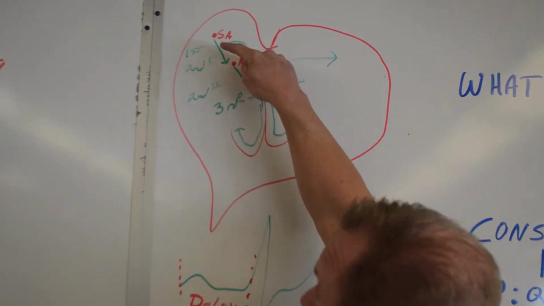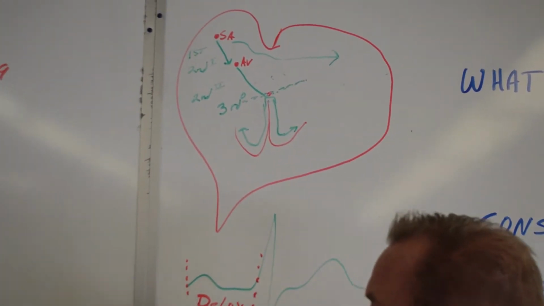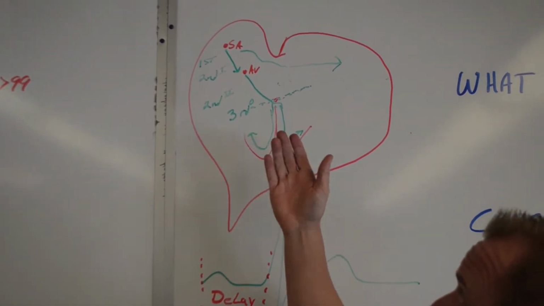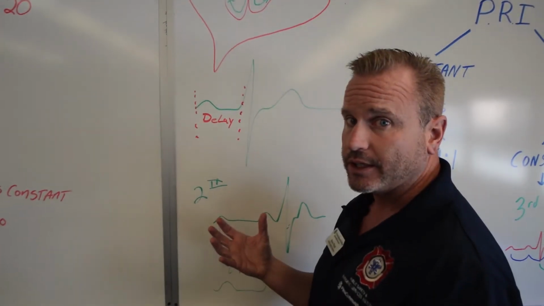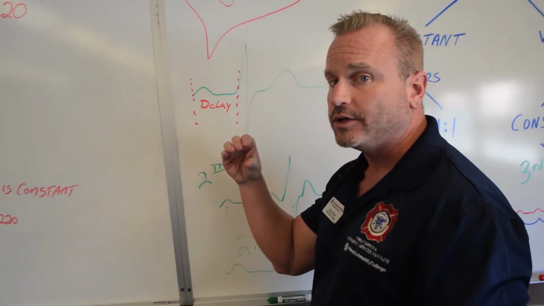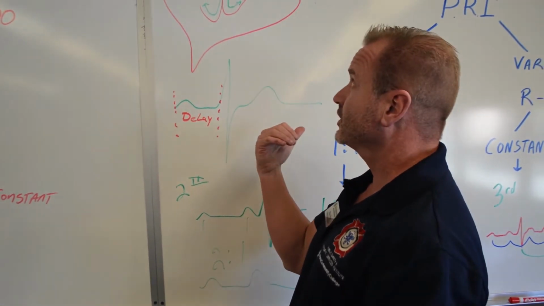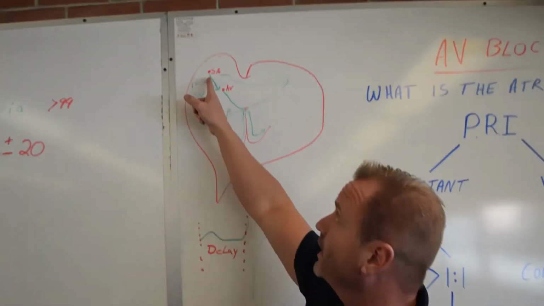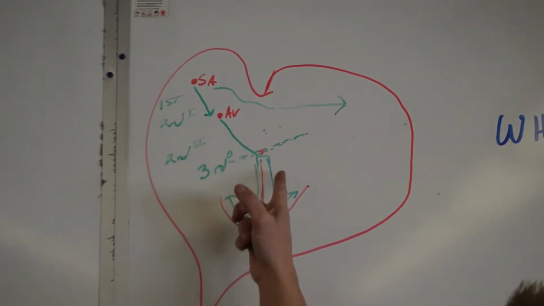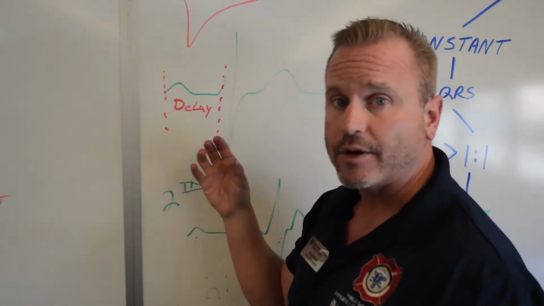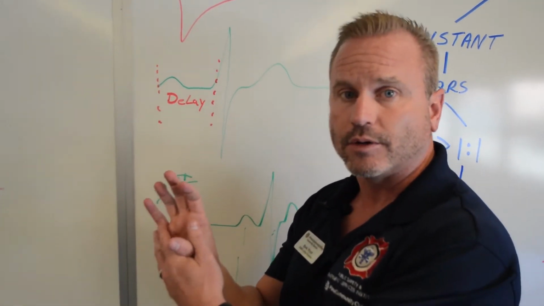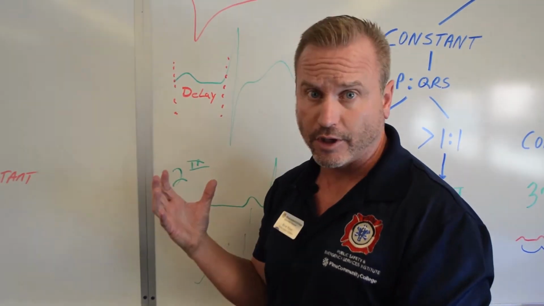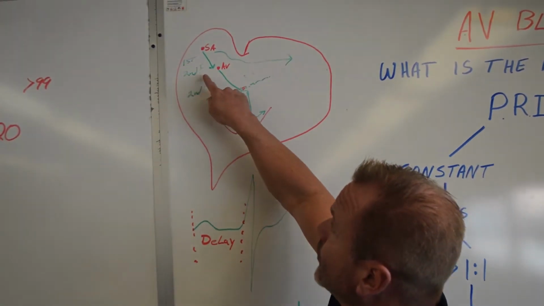The SA node is shooting out those P waves. If we had 9 P waves in a 6-second strip, we'd have 90, our rate would be 90. But the AV node isn't conducting those down. We only have 6 QRSs. That means my atrial rate is firing out at 90, but my ventricular rate is only firing out at 60 times a minute. And remember, the ventricular rate, the squeeze, is what gives our brain our blood, not our atrial rate. So it's starting to get worse.